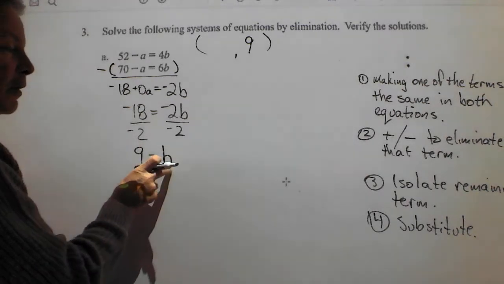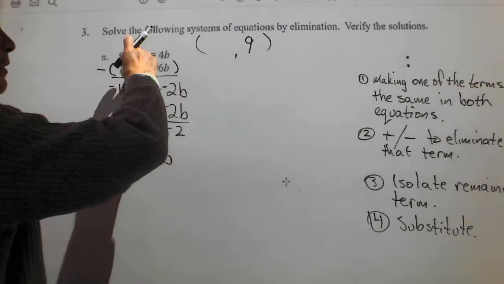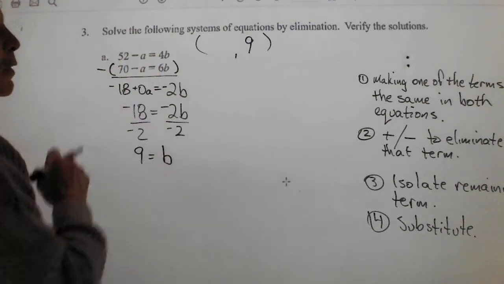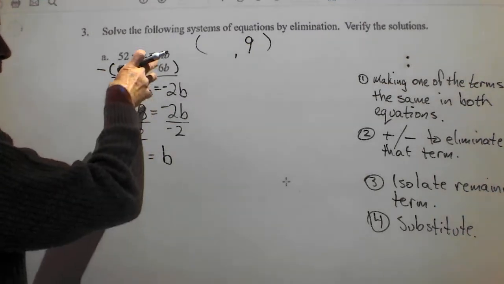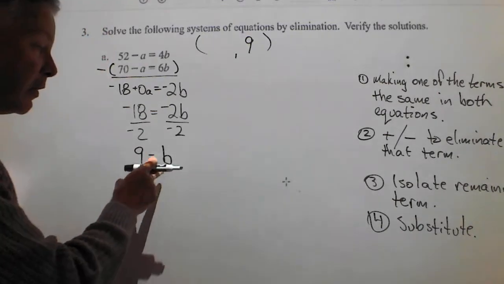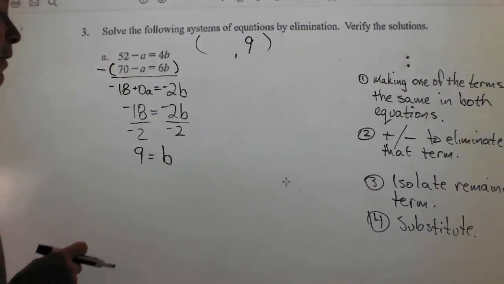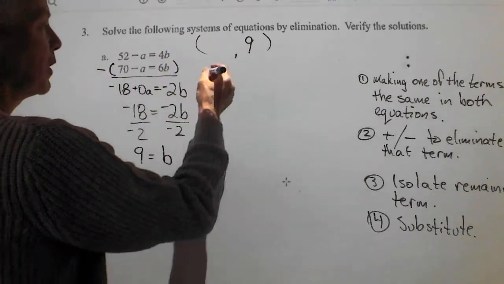Once you have a value of one of your variables, take that value, plug it into either one of your two equations, and solve for your unknown variable. So from this point on, it's kind of like substitution because you're substituting the value of this variable. So we're saying b equals 9. I'm just going to use the first equation.